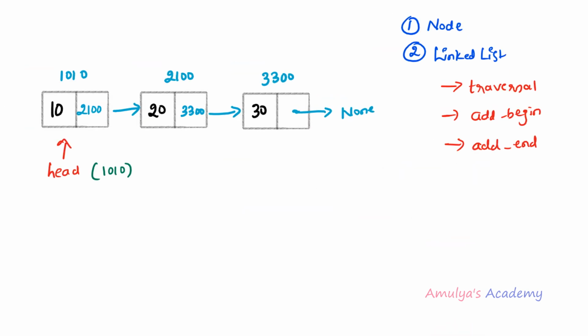Alright, so let's write the program. We already have the node class and linked list class, and in the linked list we have the traversal method, add begin method and add end method. Today we are adding an element after a node. So here we have a linked list which contains 3 nodes. Today we are writing a method to insert after a node. So I'll take the method name as after node. You can take any suitable method name, okay? And we need to take the parameters, right?